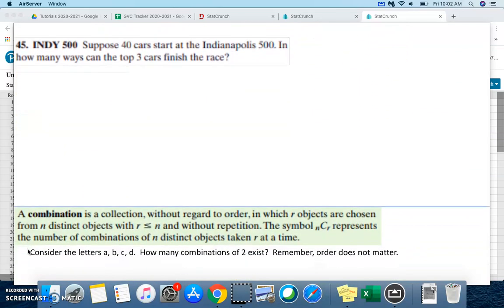Now let's look at the Indy 500. So suppose that you have 40 cars that start the Indianapolis 500. In how many ways can the top 3 cars finish the race? Okay, so in this case we've got 40 things to choose from, and we're looking at how many ways we can order 3 of them, where again the order matters, because if you're standing first in line, that's very different than if you're standing third in line. Because first place is the winner, third place is taking third place. So order is going to matter very much here. So this would be 40 permutations of 3.